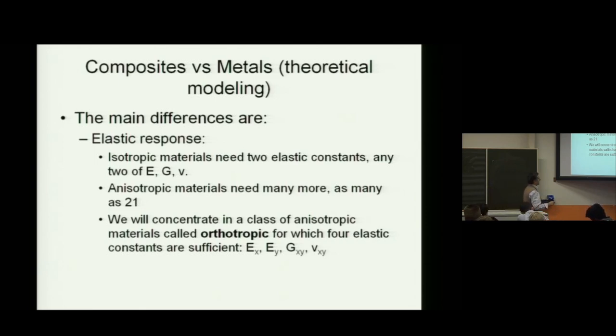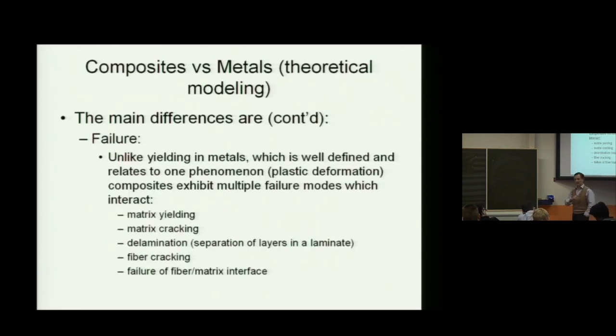Basically, there's the stiffness, as called here EX, stiffness in a certain direction X. Then perpendicular to that, there will be a different stiffness EY. There's a shear modulus and a corresponding Poisson's ratio. So that's the stiffness story.